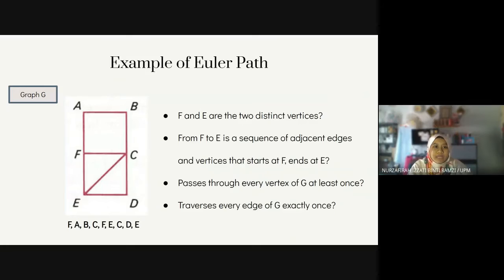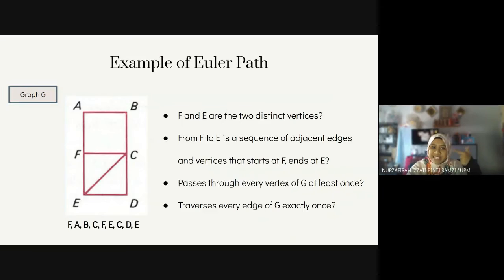Now that I have explained the definition of an Euler path, let's take a look at the example. Based on the definition, we must identify all the characteristics that this graph G must have, which is to check whether F and E are two distinct vertices. Is it true that from F to E is a sequence of adjacent edges and vertices that starts at F and ends at E? Does it pass through every vertex of G at least once? And lastly, does it traverse every edge of G exactly once? We must check all of these to decide whether it is an Euler path or not.